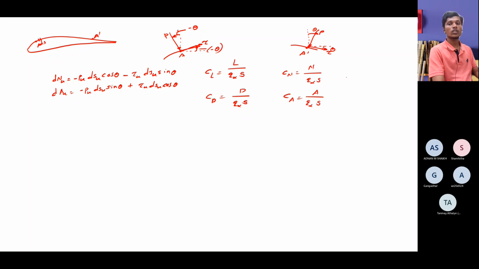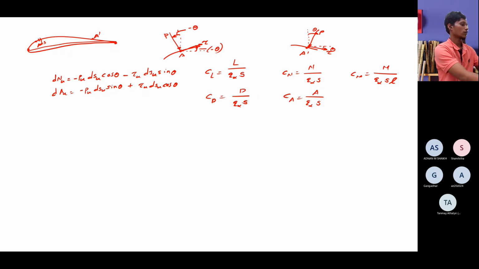One more thing that we need to mention is the moment coefficient. Moment coefficient is M by q infinity S L. This L is the characteristic length. Generally, you can take it as the chord length, which is the length between leading edge and trailing edge. This is the usual procedure. That is the coefficient of moment. So these are all the important equations.